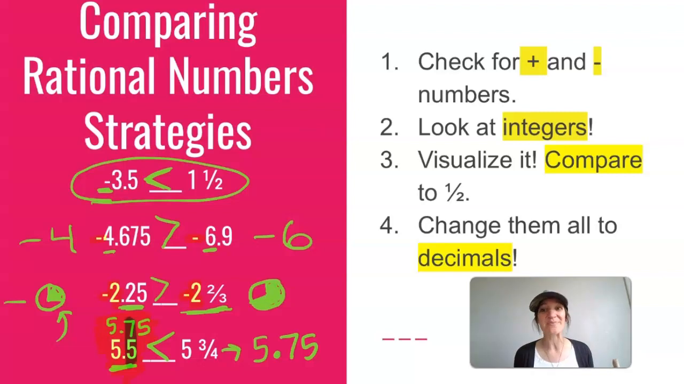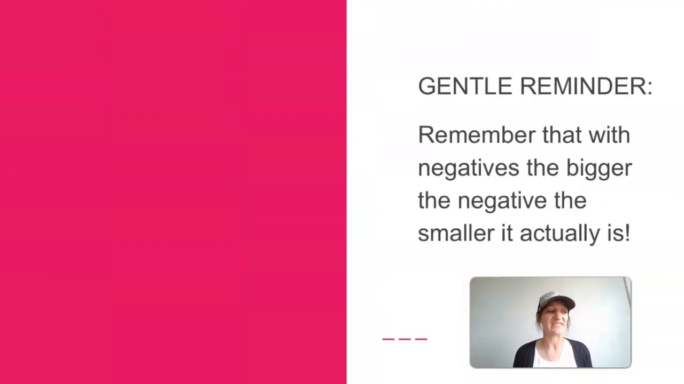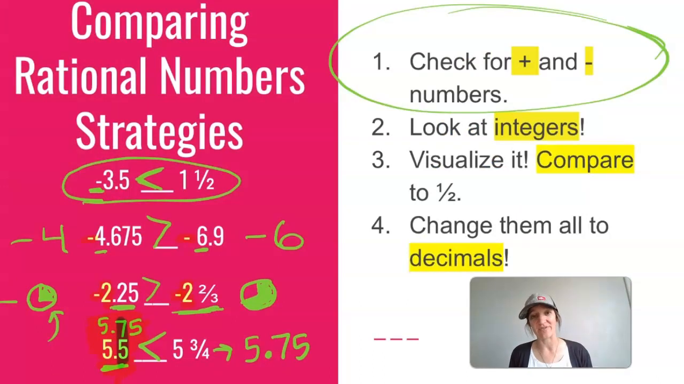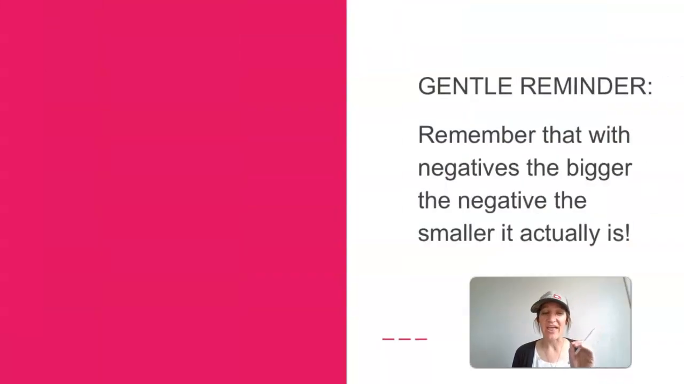So those are my tips for how to compare and order rational numbers. And what we need to do now is just practice those tips. And I kind of like looking at them in order. So the first thing I always look for is the positive and negative numbers. Okay, and then I kind of work my way down from there. Real fast though, let's remember that if we're comparing two negatives, the bigger negative is actually smaller. Because we're going to be comparing negatives today, and you got good with ordering and comparing negative integers. Now we're adding negative rational numbers to that mix.